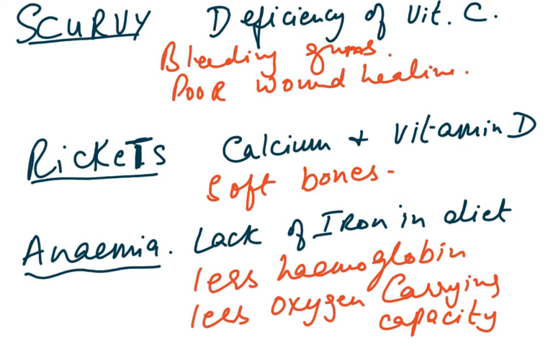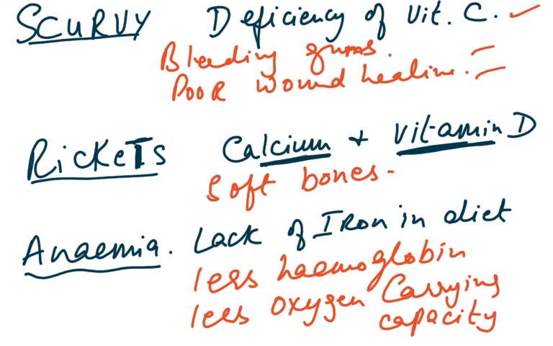Then we only need to study three diseases, which are scurvy, rickets, and anemia. Scurvy is a deficiency of vitamin C, and it results in bleeding gums and poor wound healing. Now, rickets is a combined disease in which there is a lack of calcium and vitamin D in our diets. So it's a deficiency of calcium and vitamin D in our diets.